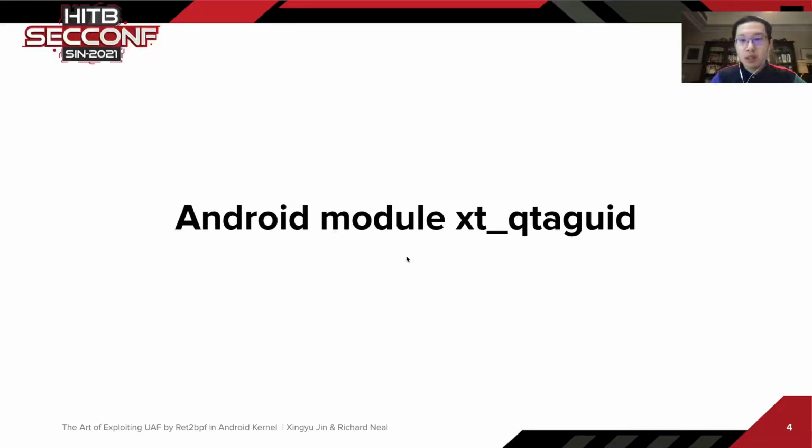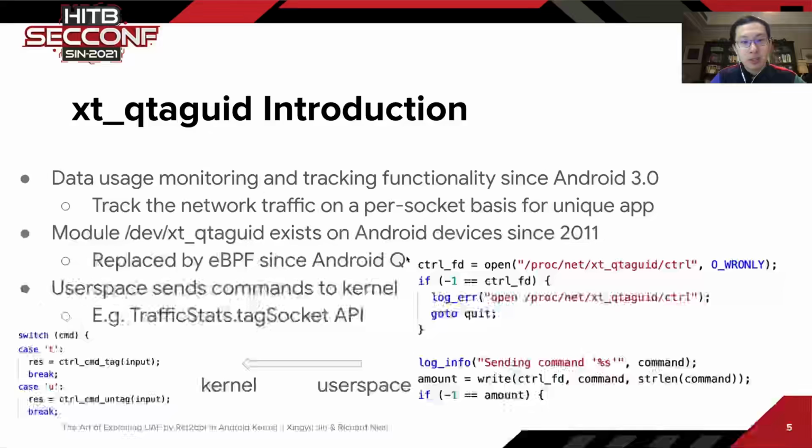Okay, so let's take a look at the affected Android kernel module xt_qtaguid. The module is mainly used for tracking the network traffic on a per-socket basis for each unique app since Android 3. It was replaced by eBPF since Android Q. So only Android Pie and lower versions are affected.